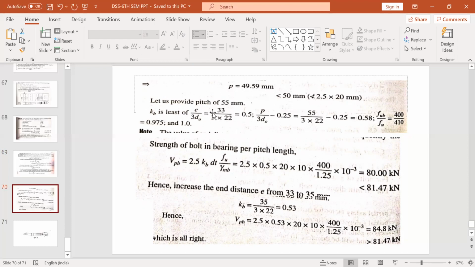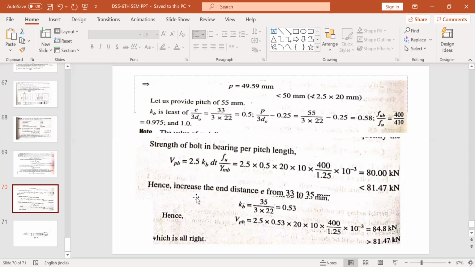Then again, put the p value in this equation, find kb, like the previous problem. Now, what is kb? 0.5, 0.58, 0.975, and 1. So the least is 0.5, take 0.5. Thickness is 10 mm. Earlier you have discussed how to find the strength of bolt in bearing: 80.0. But here bearing strength is less than shearing strength.